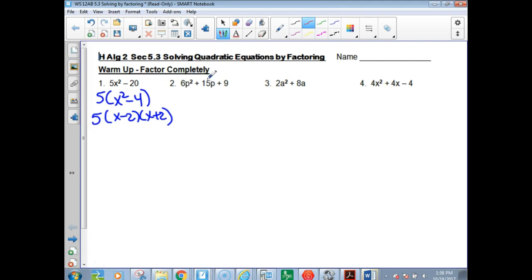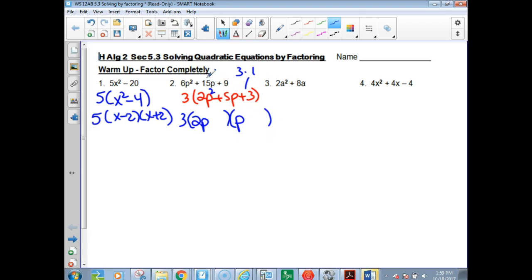Number 2, each term is divisible by 3, so we factor a 3 out. And we get 2p squared plus 5p plus 3. Then we need to check if we can factor the 2p squared plus 5p plus 3. Maybe we can't. Let's check. The factors of 2 are just 2 and 1, so we have to have 2p and p in those positions. There are only two factors of 3 and 1. I need to know where to put the 3 and where to put the 1.